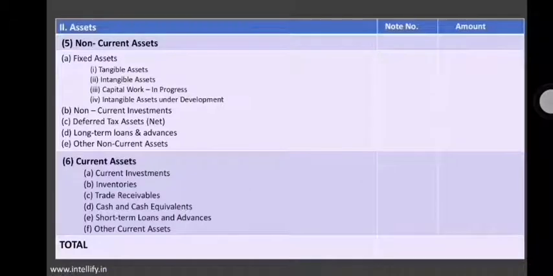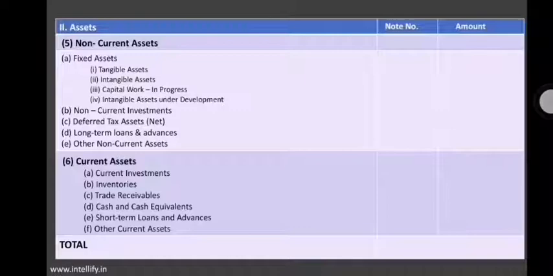Next we come to the main heading of current assets, under which current investments, inventories, trade receivables, cash and cash equivalents, short-term loans and advances, and other current assets come into play. Inventory means the stock of goods which your business has. For example, inventory can be raw material, finished goods, work in progress, loose tools. Now we come to trade receivables. Simply, it's the money which the debtor owes to you. It means you have a right to collect that money from your debtor. It also includes your bills receivable.